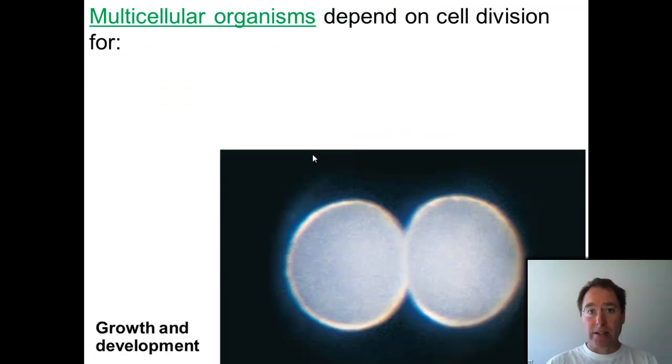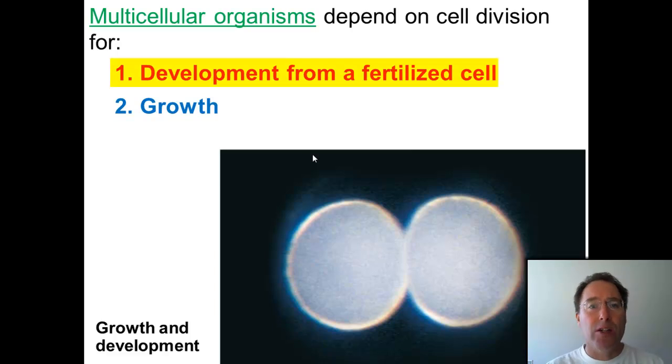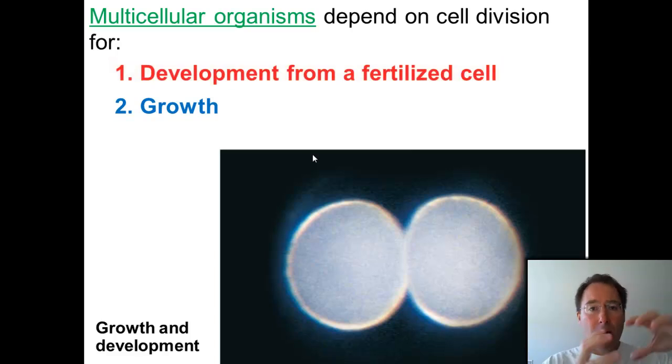Multicellular organisms like us depend on cell division for 3 reasons. The first one is growth and development. If you think about development from a fertilized cell, what we're talking about here is when a sperm goes into an egg, what happens? And the very first thing that happens is cell division. Mitosis occurs, which is the duplication of the chromosomes, and then those split and they're going to divide, and that happens in 20 minutes. And it's pretty remarkable with how much efficiency and accuracy that does occur.